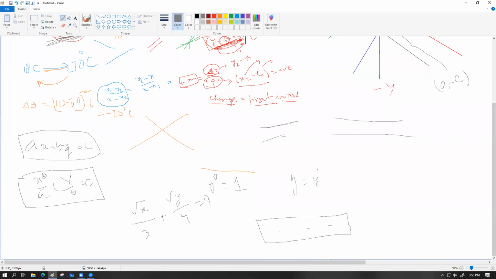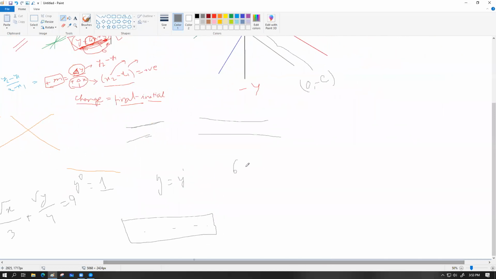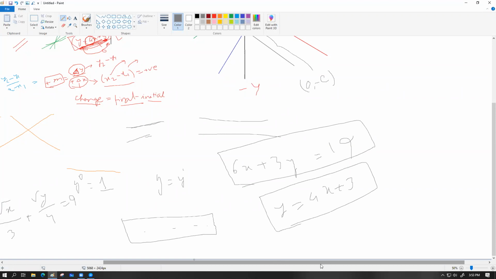Or if we plot that equation with multiple x and y values, it will give us a straight line. For example, let me write some examples for you. Let's say 6x plus 3y equals 19. This is a straight line equation. Or if I write y equals 4x plus 3, this is a straight line equation. But if I write, in some other case, y equals half x squared plus 9, this is not a straight line equation.